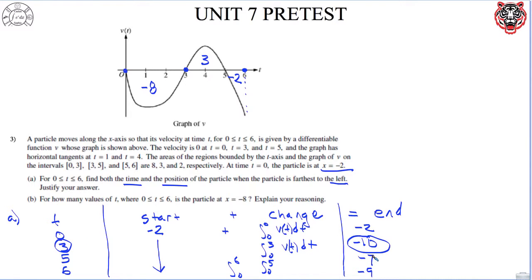How did you get -7? You know how I found -10, right? I had -2 plus -8. Oh, I forgot the -2. Okay, that's why. Never mind.